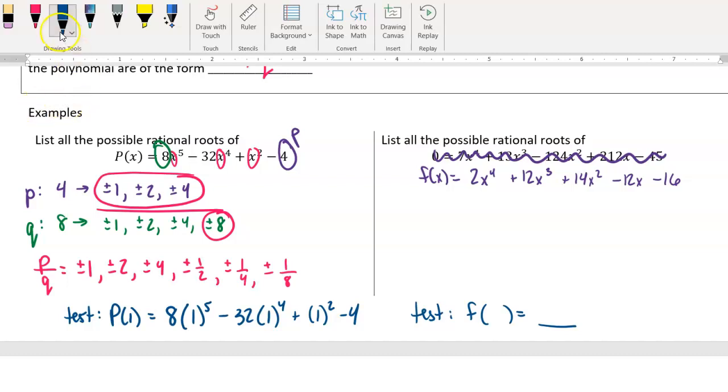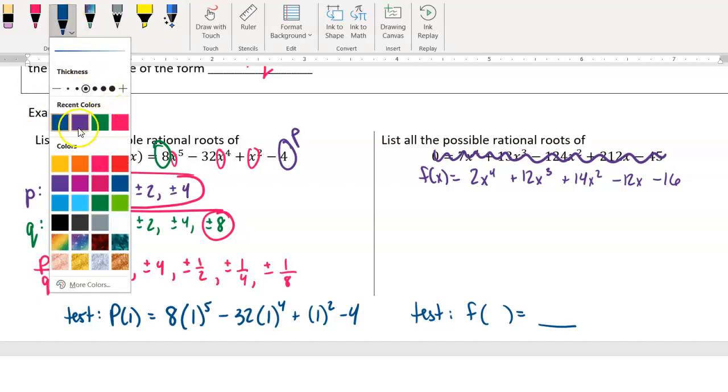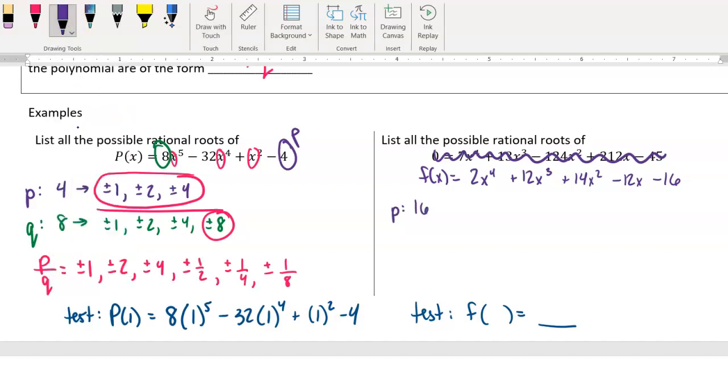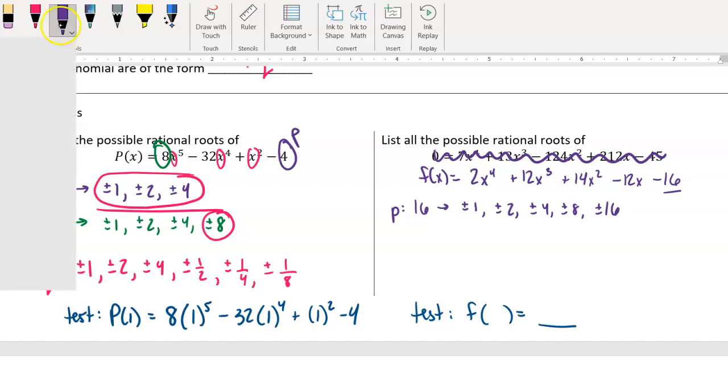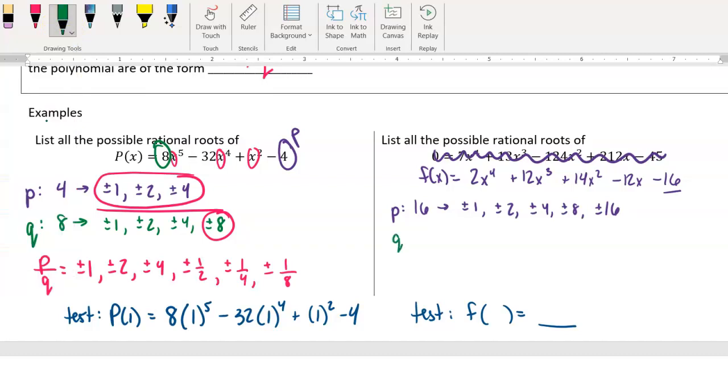All right, so let's start from the beginning. So first off, our p-values, like we said, we use the constant, which is 16. So factors of 16 are plus or minus 1, plus or minus 2, plus or minus 4, plus or minus 8, plus or minus 16. So those are all the numbers that divide evenly into 16. So again, we get that from the constant term, the number on the very end. Now let's look at our values for q, which would be from the leading term. This would just be plus or minus 1, plus or minus 2.